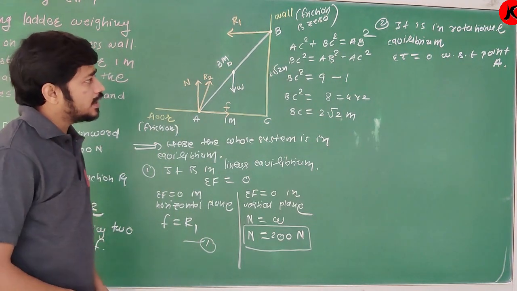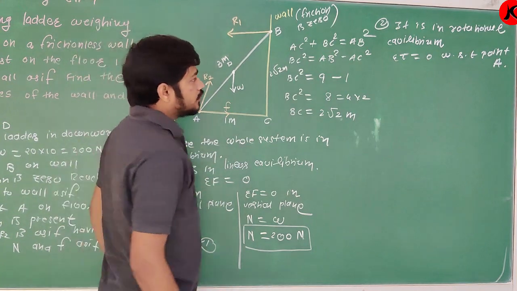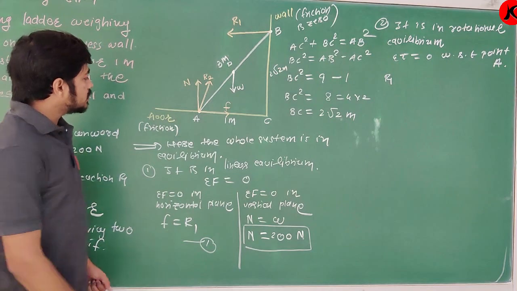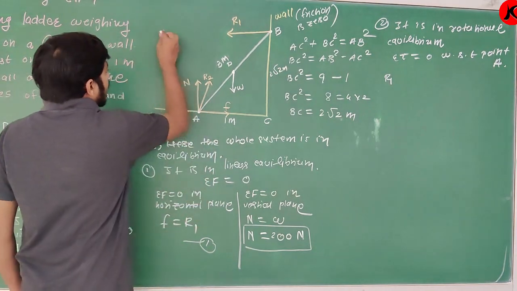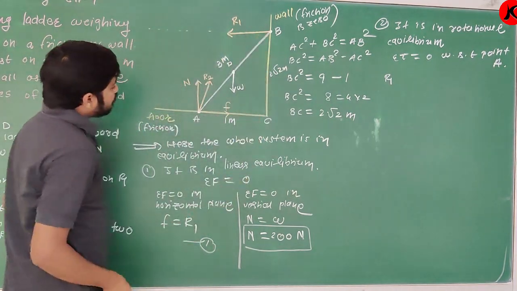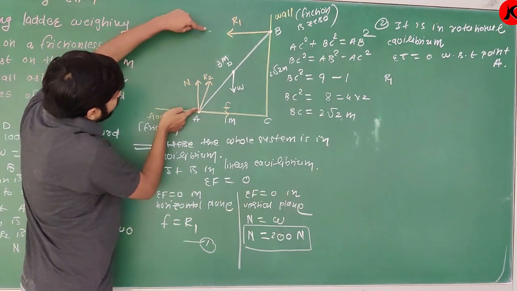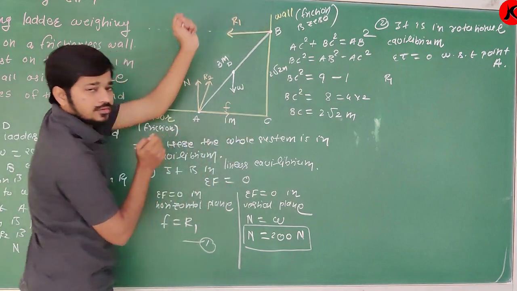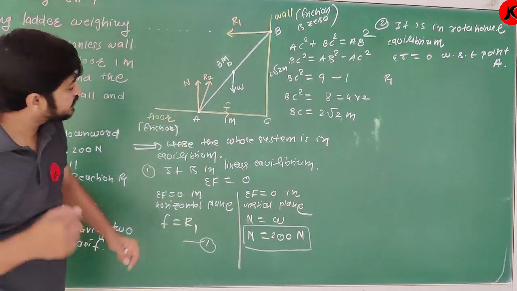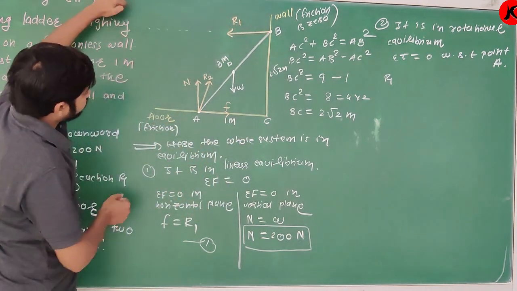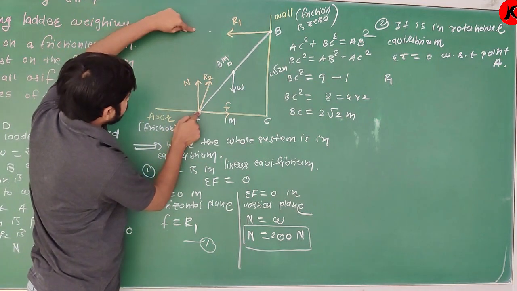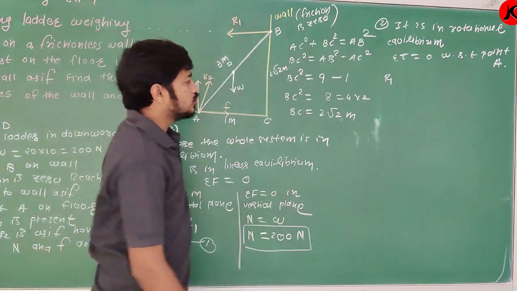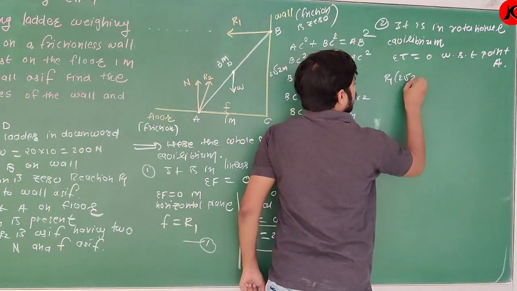See, first of all, due to R1, the force is R1. What is the distance? It is about point A. R1's line of action is this, so the perpendicular distance between A and the line of action is this distance. Yes, it is the perpendicular distance, and it is this BC, which is 2 root 2.